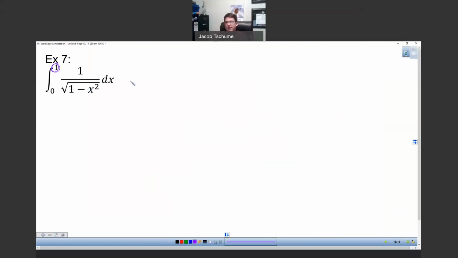So since it is the right endpoint, I will have to write this as a limit as t approaches 1 from the left-hand side, and then I will replace the 1 with a t in my integral. Everything else is going to be exactly the same. 1 over the square root of 1 minus x squared. Integrate this. So you're going to do all the integration stuff, and the limit will just come along for the ride. This will be the limit as t approaches 1 from the left. This integrates exactly into an inverse sine function, which we're going to evaluate from 0 to t.